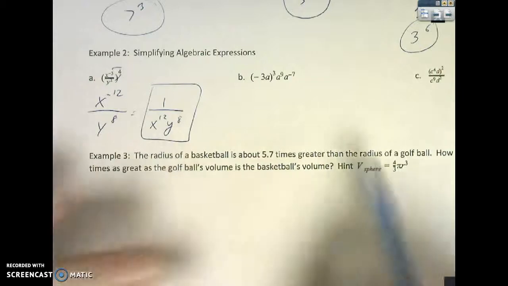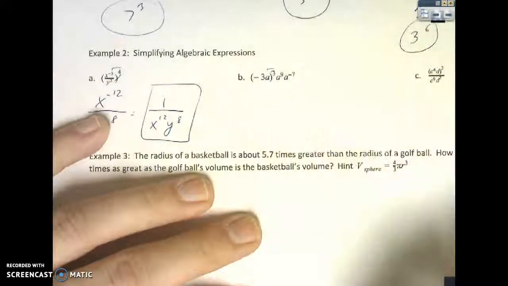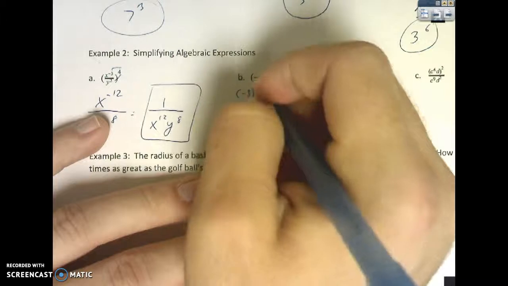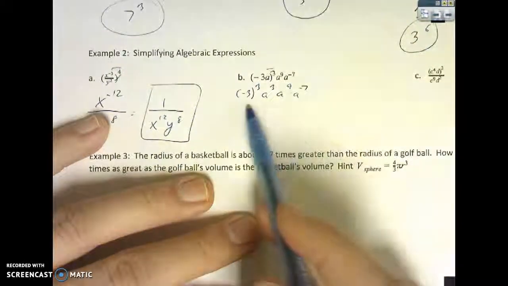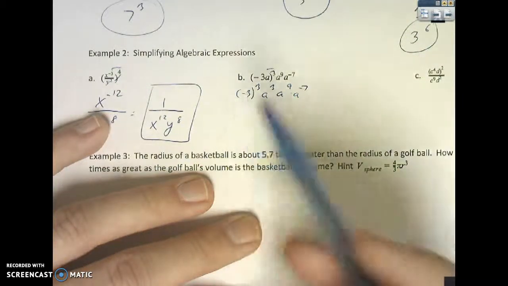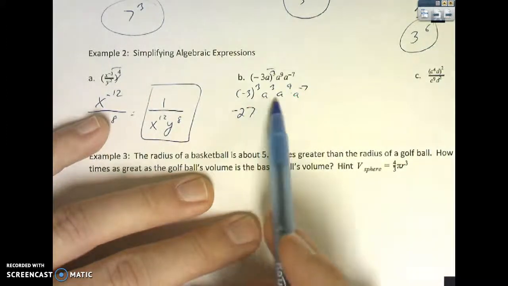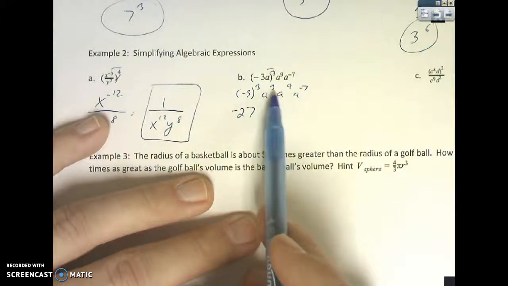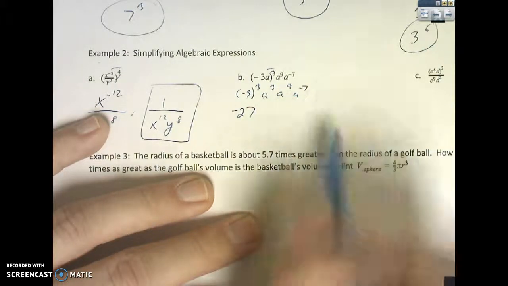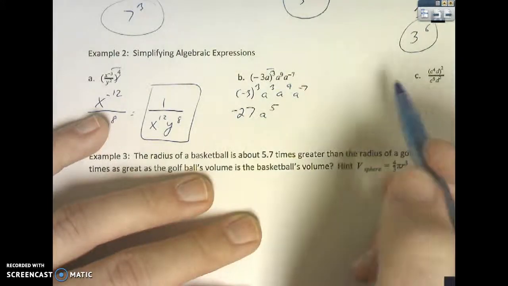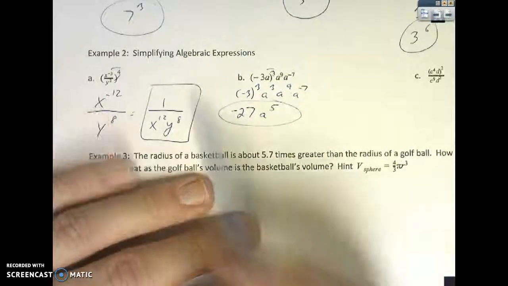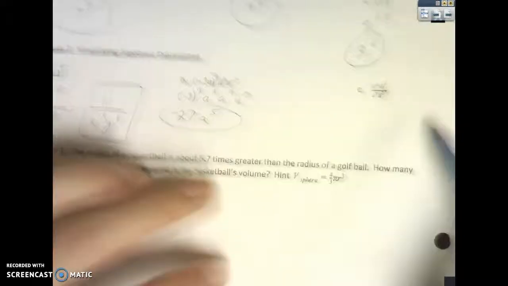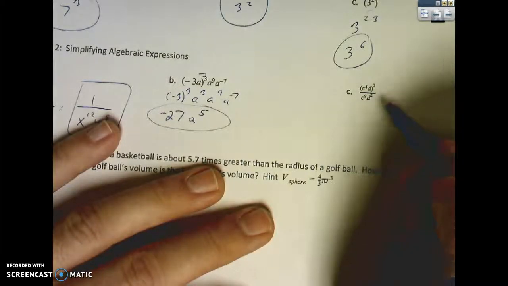Over here, the cube goes to both the negative 3 and the a. So then negative 3 raised to the third power, this is just negative 3 times negative 3 times negative 3, is negative 27. And these are all the same bases, so I'm adding the exponents. 3 plus 9 is 12, minus 7 is 5. Now you're probably wondering, oh, there's a negative right there, but it's not in an exponent, so it's okay. I only want negative exponents, so I want to flip them.